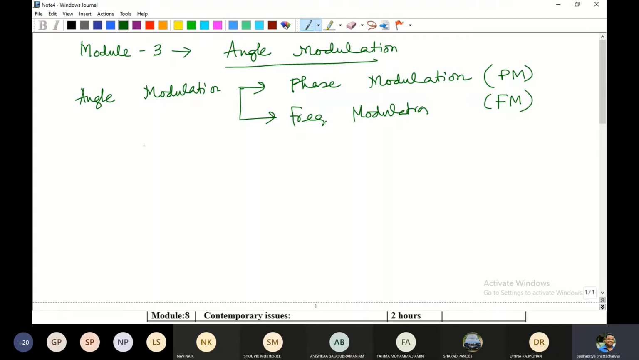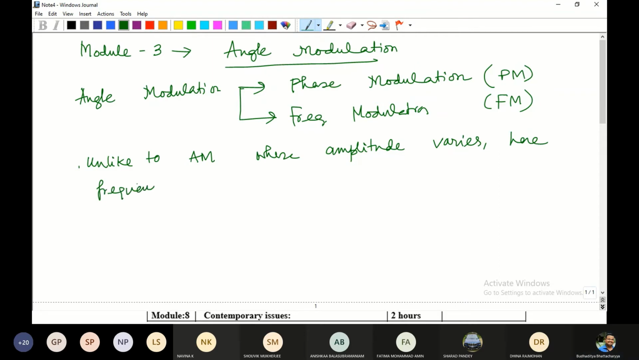So unlike AM, where amplitude is varied, here the frequency and phase of the carrier will vary. Simple as that. So we have to find a way to get hold of this variation. That is the only thing that we have to understand.